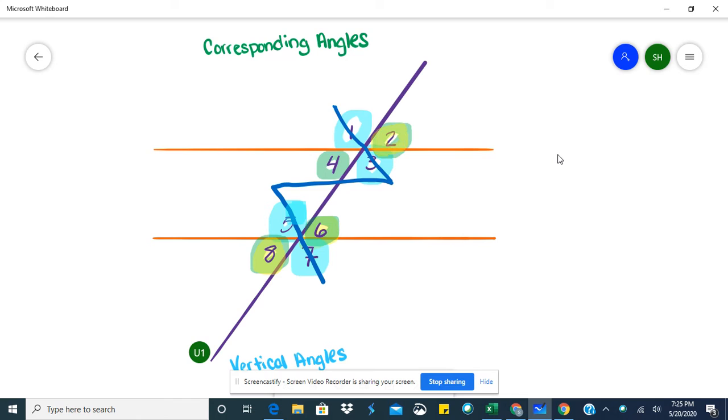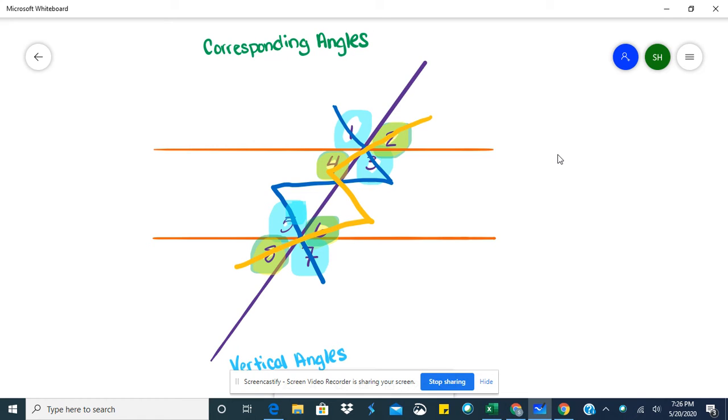6, 2, there we go. So 2, 4, 6, and 8 are also corresponding angles. Again, you're going to draw your line. So start at your 2, cross the line once, go over again because you need to cross the line every time. 6 and 8. So there's your second set of corresponding angles.